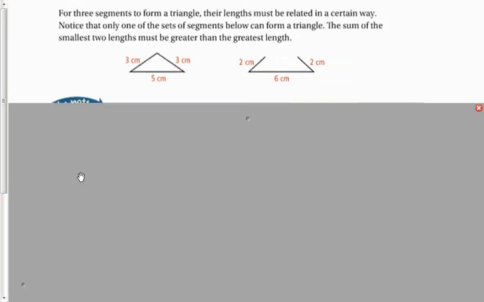So it says, for 3 segments to form a triangle, their lengths must be related in a certain way. Notice that only one of the sets of segments below can form a triangle. The sum of the smallest 2 lengths must be greater than the greatest length. So since these 2 add to equal 6, it can make a triangle because then the largest length is 5. Here we have these 2 add to equal 4. They would not reach to make a triangle when the largest side is 6 centimeters.